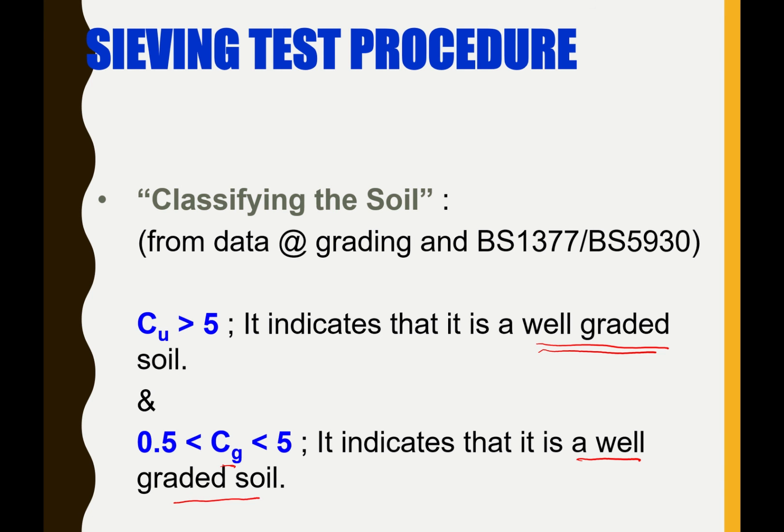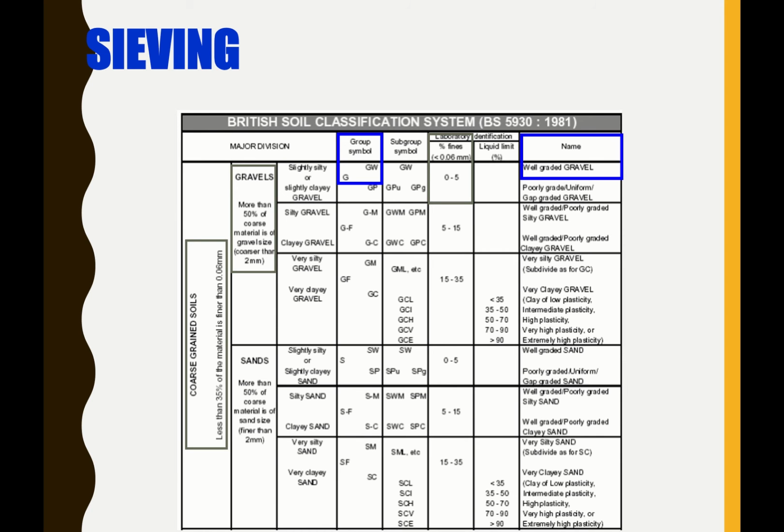So for the example that we already went through yesterday, we already got to this point, and last time we only had the name gravel, but after you calculate Cu and Cg, it is confirmed that the soil is well graded.